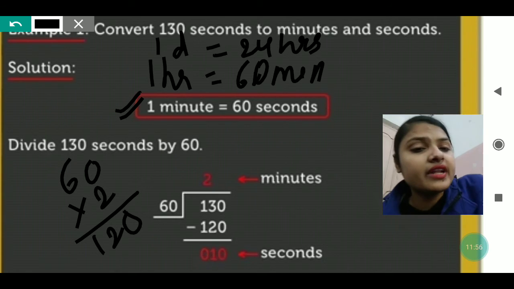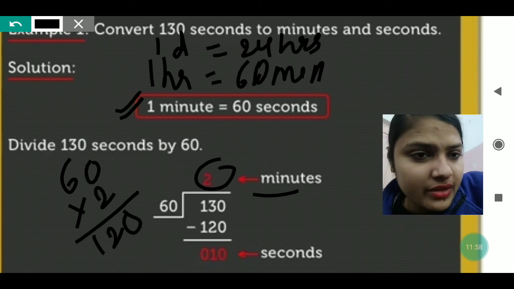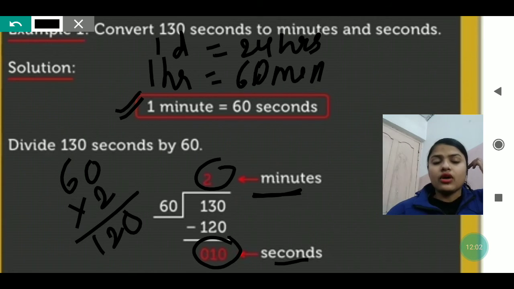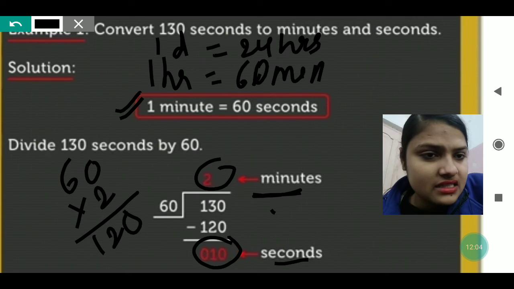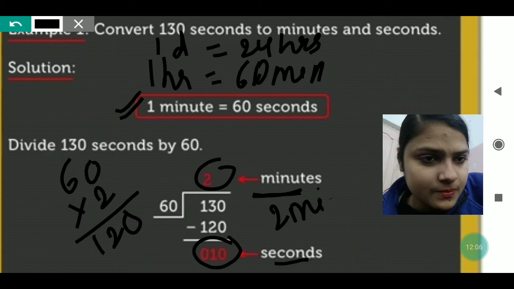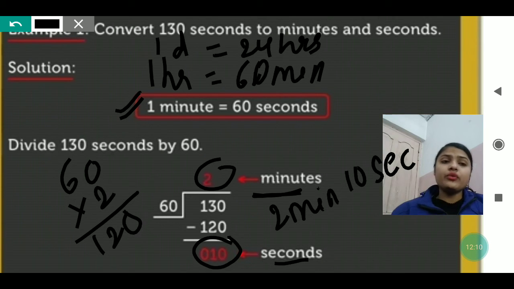So that 2 will be written on top, and that will go in the minute column, whereas the remainder which we have got will go in the second column. So what will be the answer? The answer will be 2 minutes 10 seconds. Okay, 2 minutes and 10 seconds. This is what we are doing.